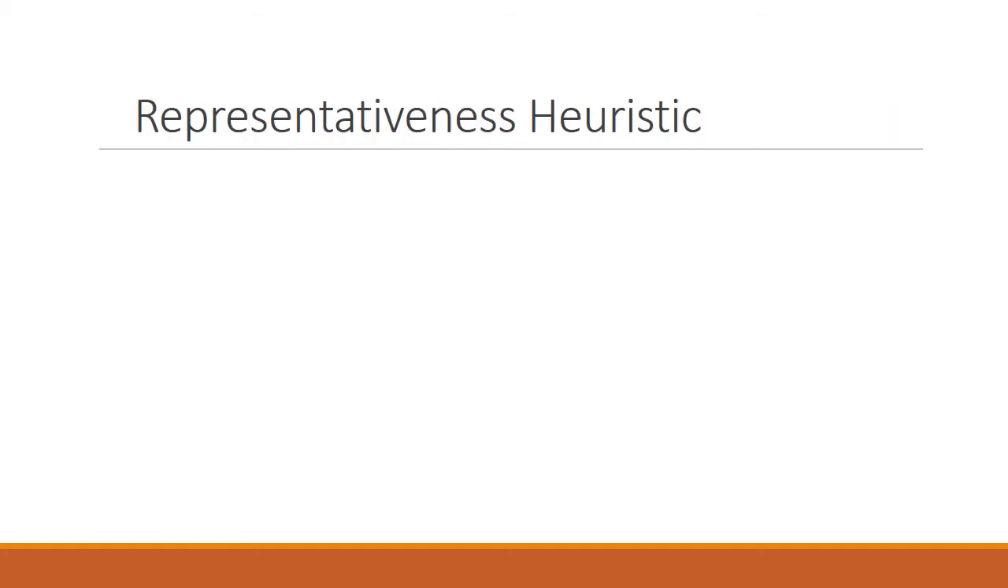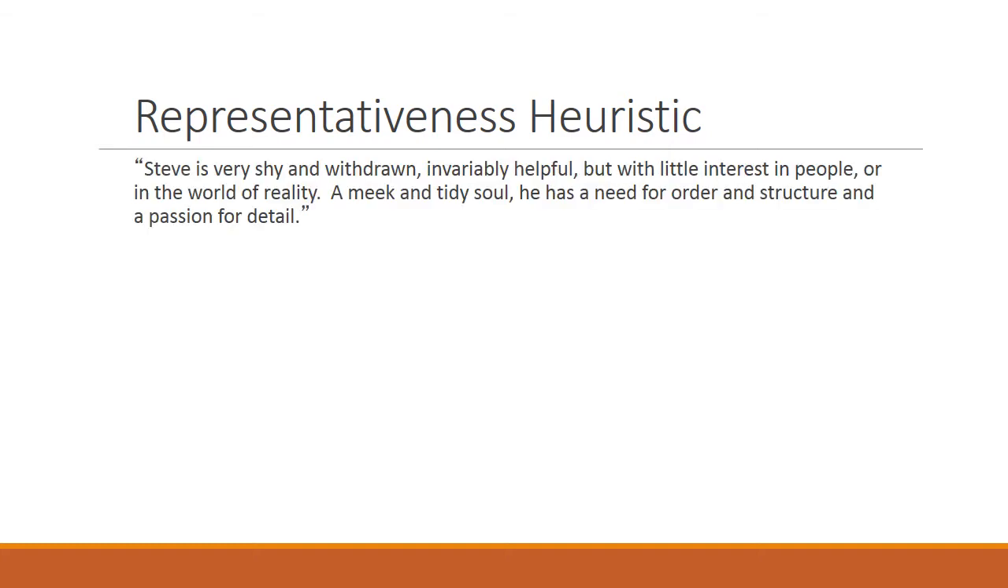Another example of a heuristic we may rely on is this representativeness heuristic. So for example, if you read the paragraph, Steve is very shy and withdrawn, invariably helpful, but with little interest in people or in the world of reality. A meek and tidy soul, he has need for order and structure and a passion for detail. And then participants might be asked, is Steve more likely to be a salesperson or a librarian? What most participants say is Steve is more likely to be a librarian.